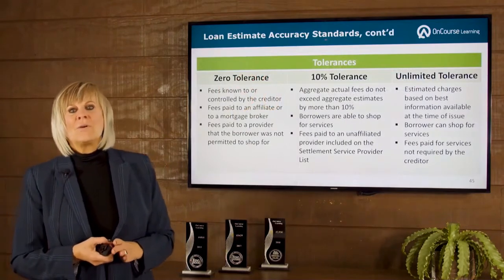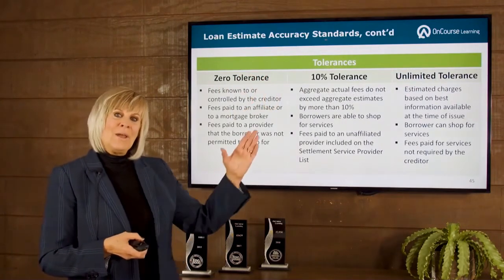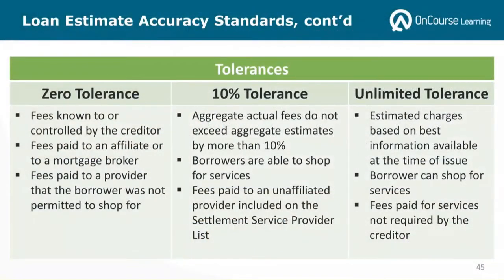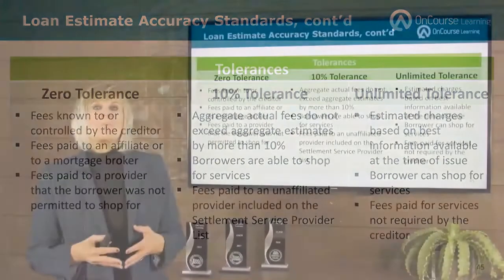Let's take a look at the 0, 10, and unlimited chart. I'm going to refer to the board here behind me. In that zero tolerance bucket, items that are known to or controlled by the creditor cannot be increased once quoted. Or if the consumer is paying a fee to an affiliate, no tolerance. Or if the fee is paid to a provider that the consumer is not permitted to shop, zero tolerance.